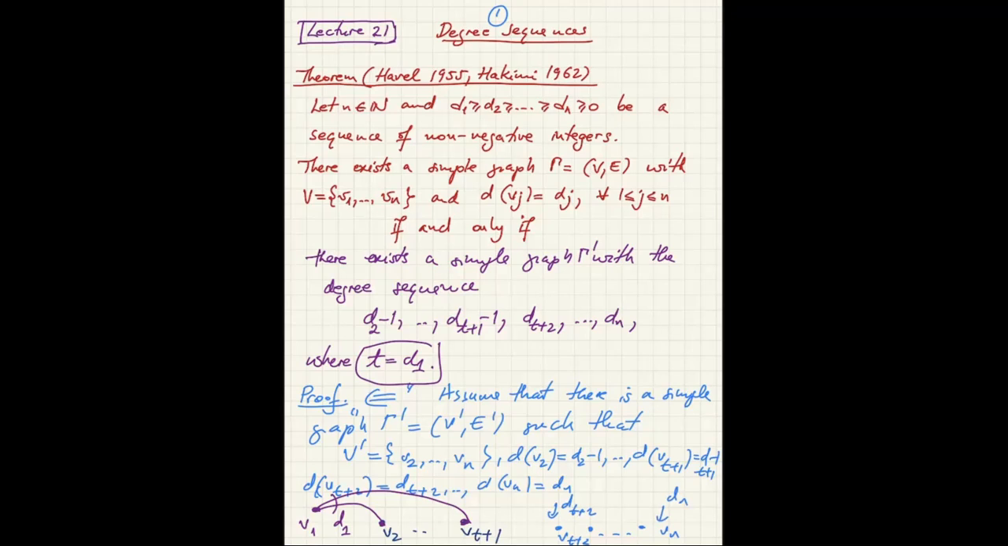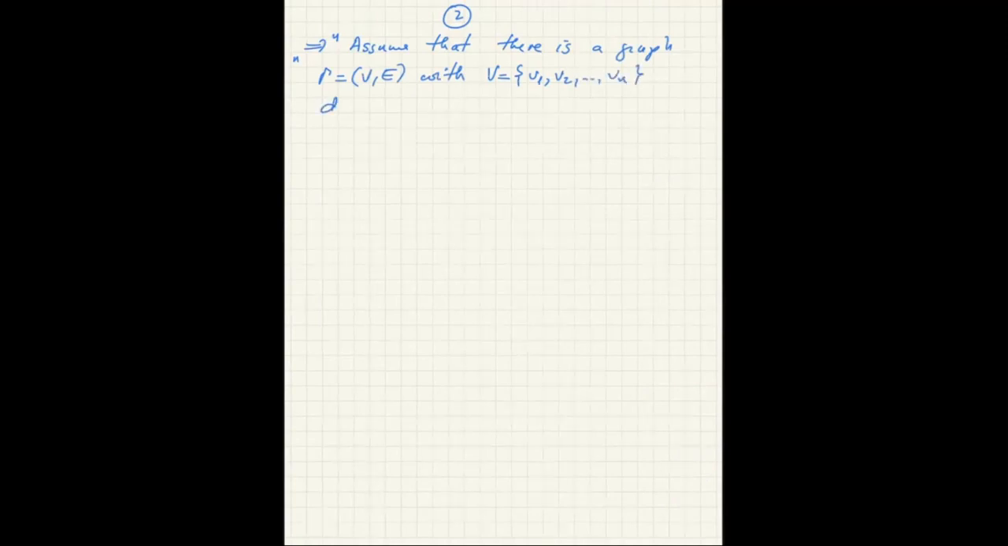Okay. Now, how does the other implication work? That's the more interesting one. So assume that there is a simple graph gamma with vertex set v1, v2 all the way up to vn, where the degree of vj is dj for any j between 1 and n.